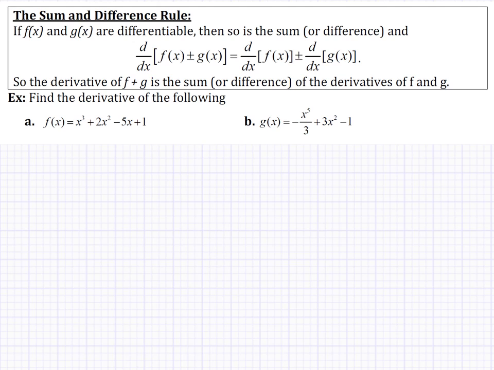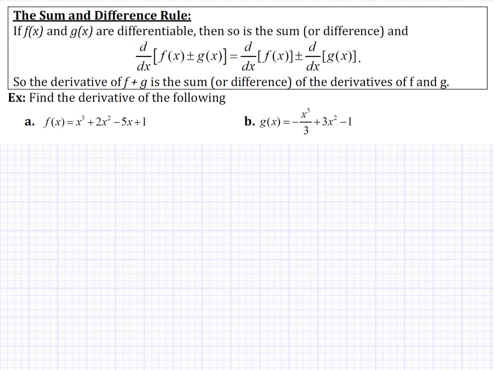So then we have the sum and difference rule. Now in the sum and difference rule, if we pile that on top of the constant rule, the power rule, and the constant multiple rule, this will allow us to essentially take the derivative of polynomial functions, or functions that work very similarly to polynomial functions.